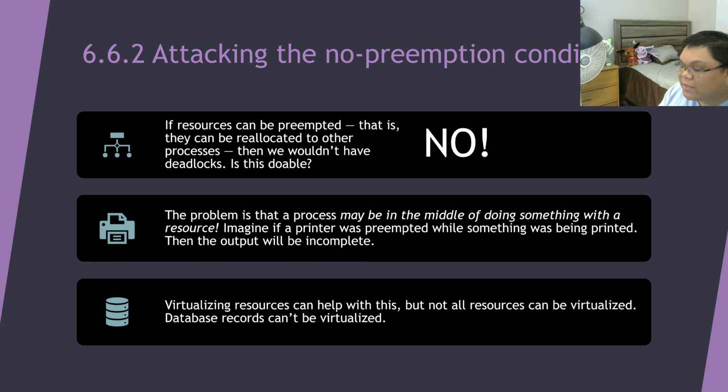Due to paging, a process will only use as much memory as it needs. And if that's an idle process, then we can just have the process be moved to some backing store, and then use that memory for other processes. We'll talk about paging and all that in chapter 3, by the way. We can virtualize resources, but not all resources can be virtualized. Database records can't be virtualized, for example. Okay, so we looked at 3 conditions and none of them can be taken down.